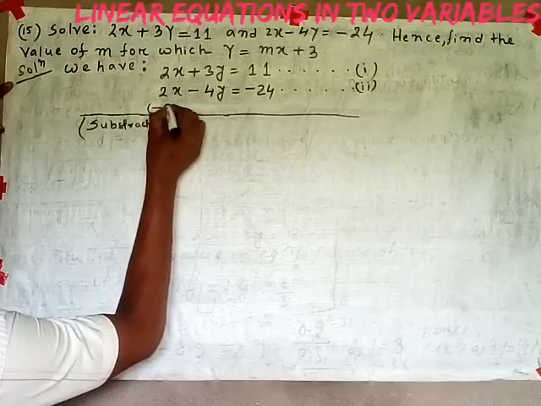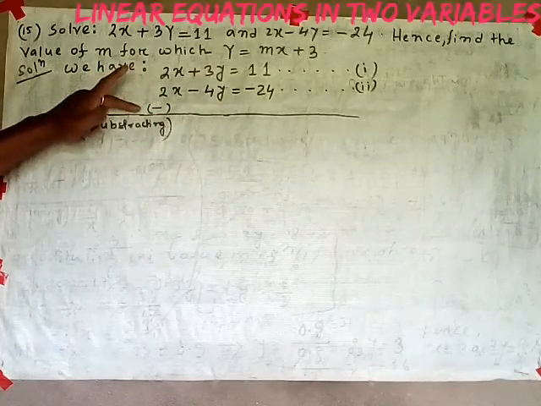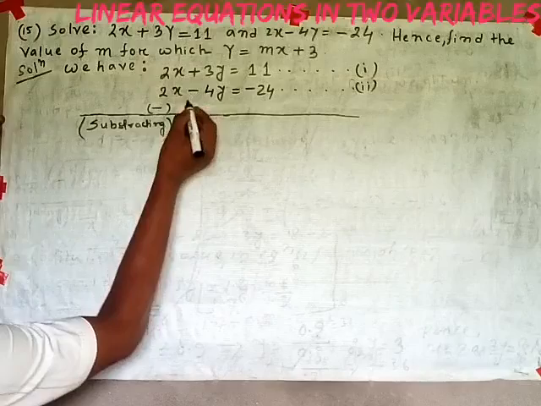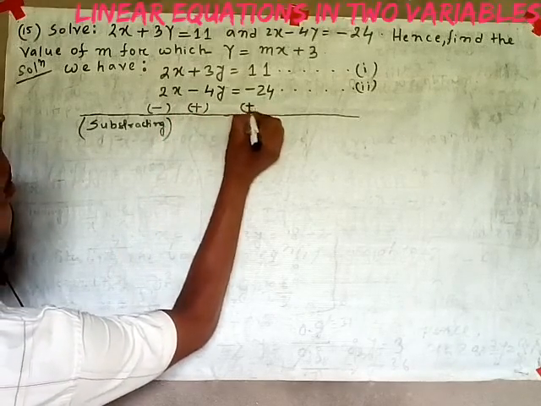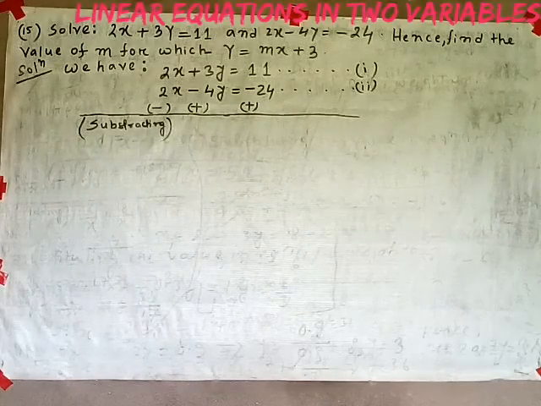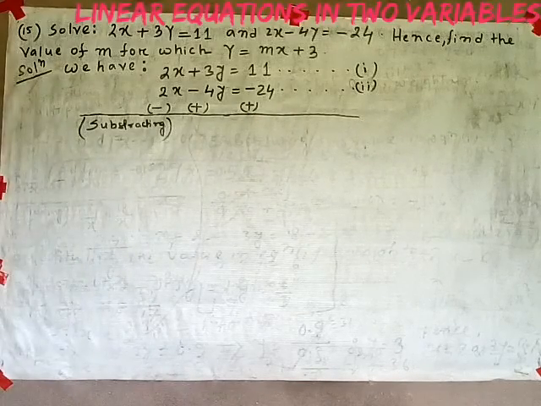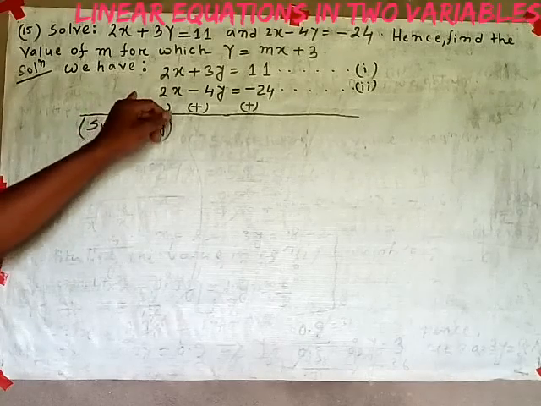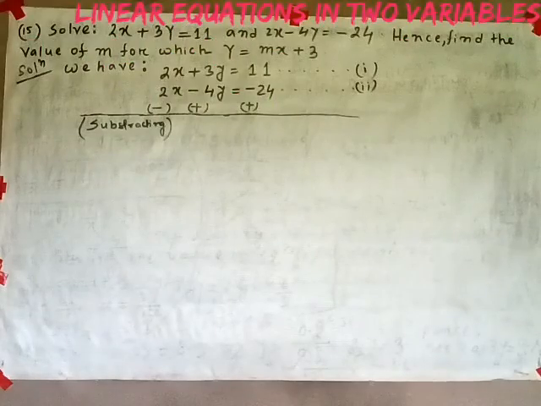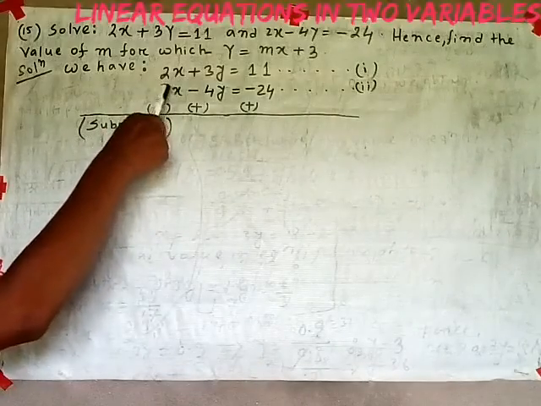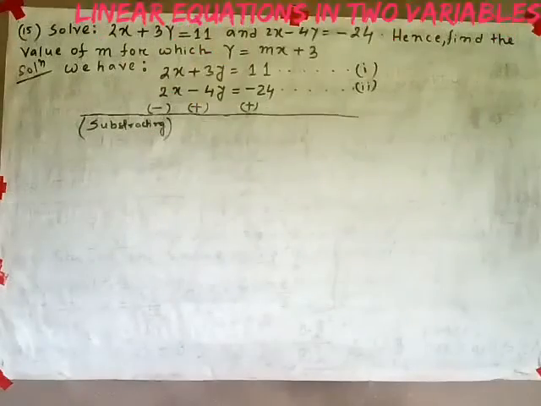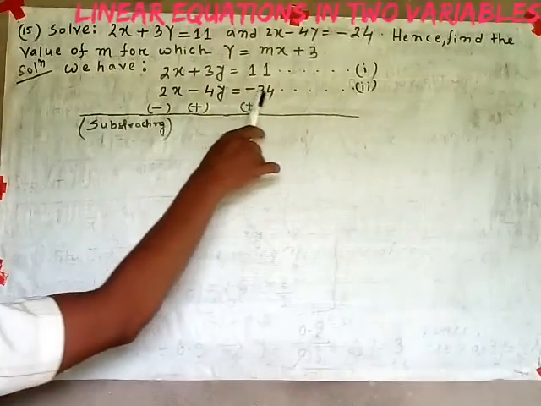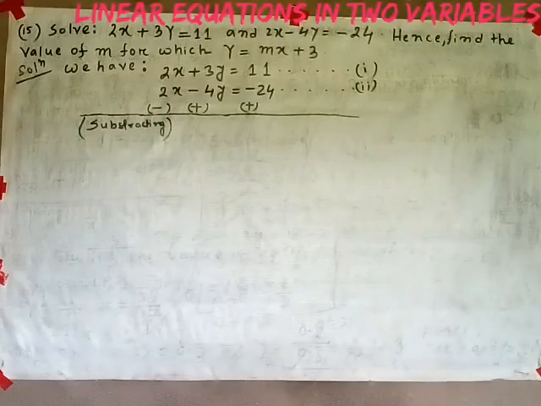When you are doing minus here, then plus symbol will be minus. Similarly, minus symbol will be plus. So when we are doing subtraction, in this second equation the symbols should be changed. Plus 2x will be minus 2x, minus 4y will be plus 4y, minus 24 will be plus 24. I hope you can understand.